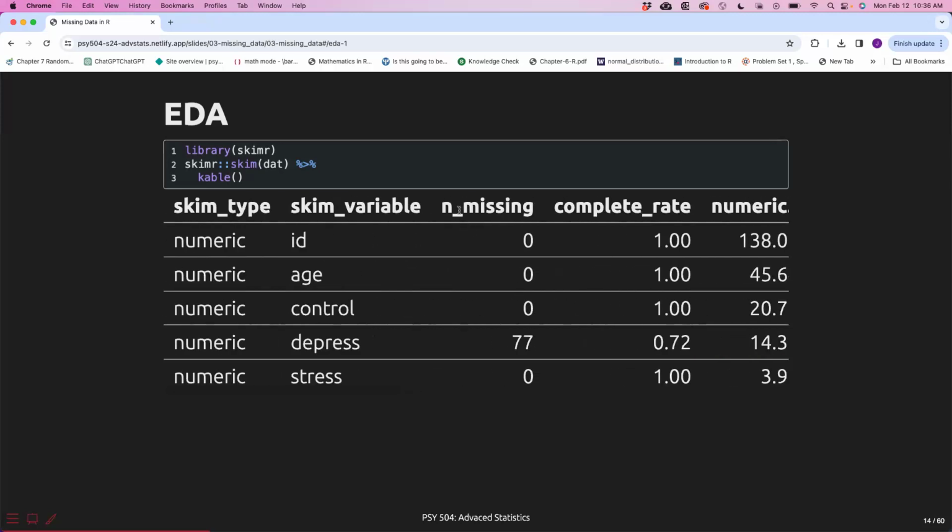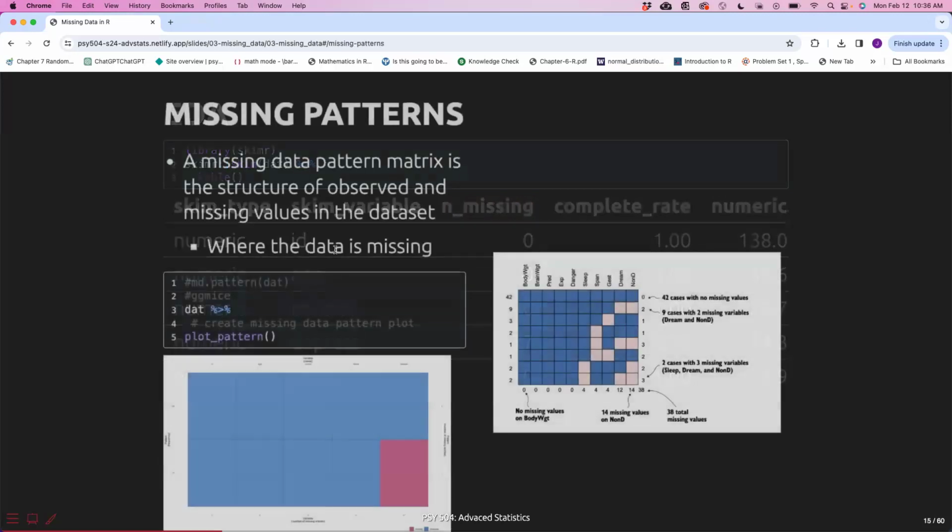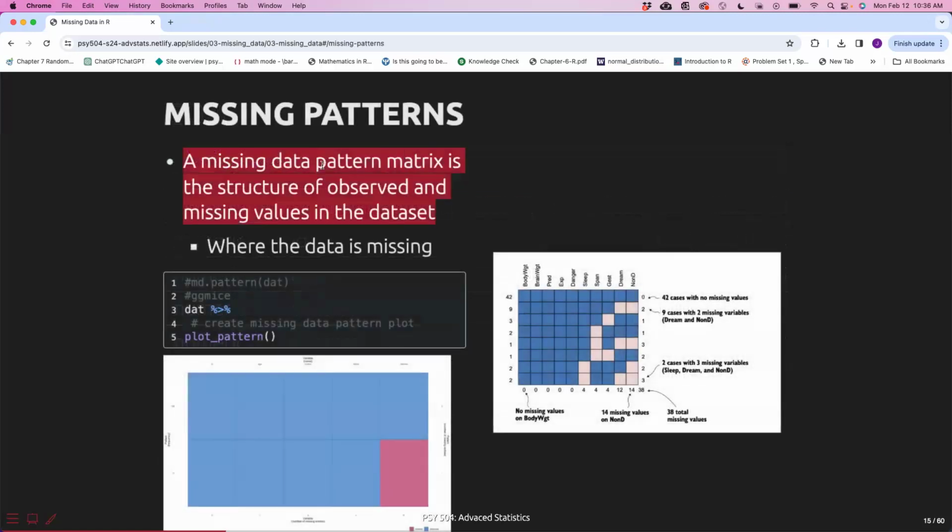So use whatever package that you like to do this type of stuff, but make sure that it gives you those important descriptives on missingness. In addition to the descriptive statistics that we get, so total overall missingness and the missingness by variable, we also want to talk a little bit about what are called missing data patterns. This is basically the structure of observed and missing values in the data set. Essentially, these missing patterns tell us where the data is missing in our data set.